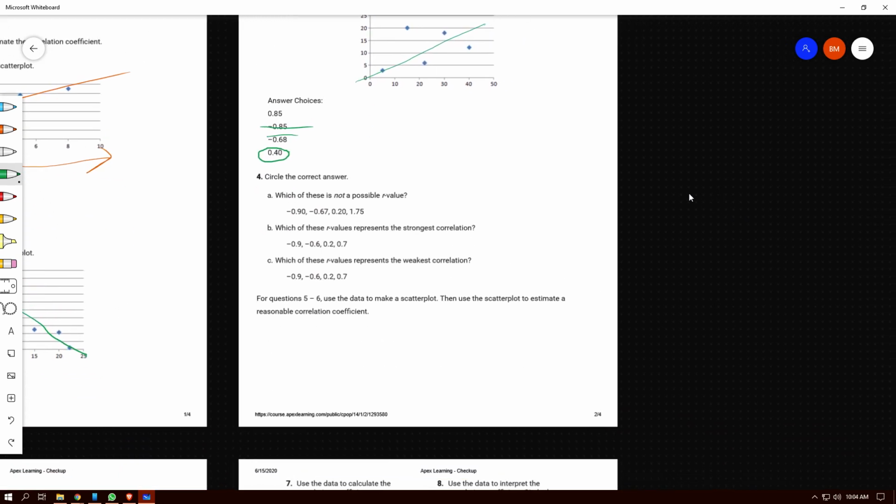Now, which of these is not a possible R value? Well, that's easy. It's greater than 1, we can't have greater than 1, so that can't be it. Which of these R values represents the strongest correlation, the closest to 1? Ooh, right here, because I don't care if it's negative or not. Closest to 1. Weakest, so we're looking for closest to 0. Closest to 0.